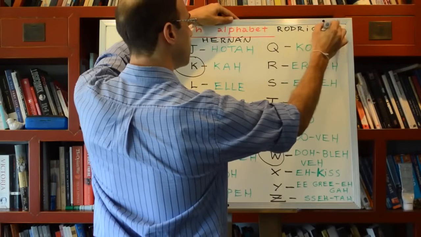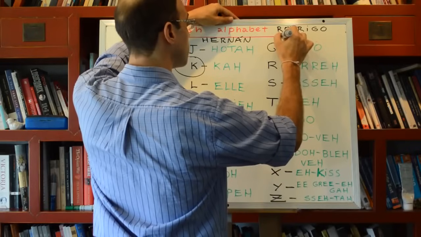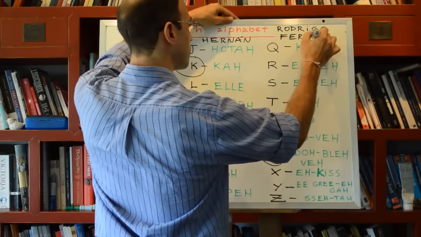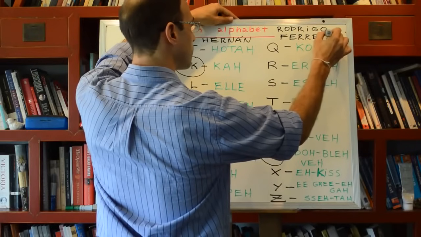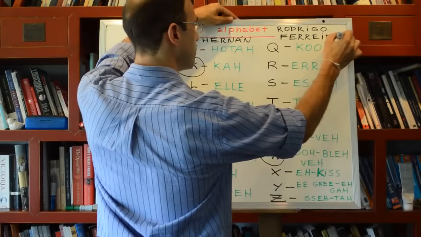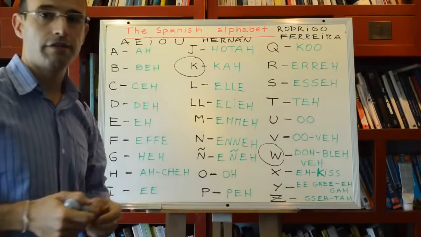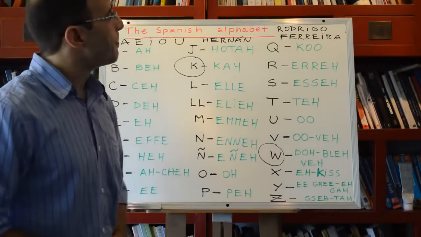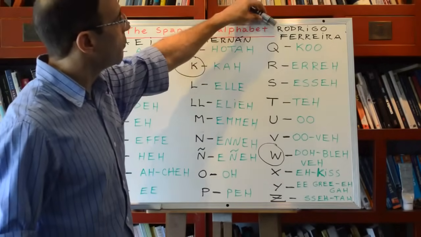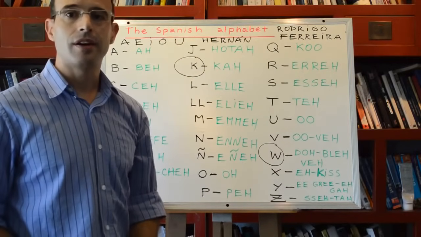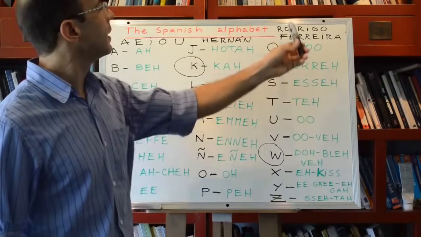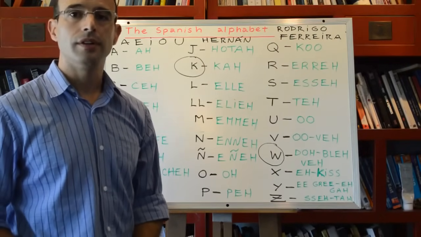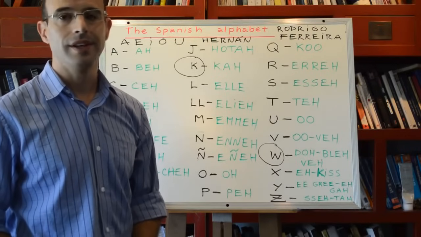Rodrigo, that's my given name. Ferreira. Okay? Rodrigo Ferreira. Ferreira is my family name. Good. See how the first R is pronounced R, hard R. This R in the middle is not doubled, it is R, dri. It's not dri, it's dri. Okay?